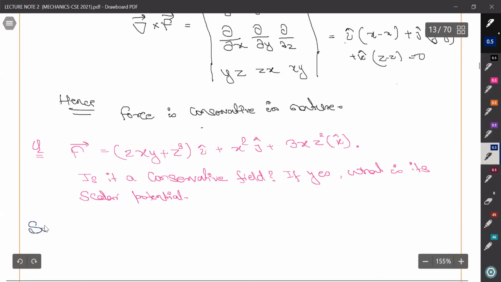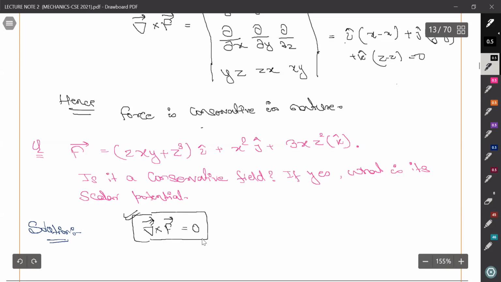We already know that, let me write it down. Curl of this function is 0. Sorry, this equation. Curl of this force is 0. This is, you can say, the necessary as well as sufficient condition.